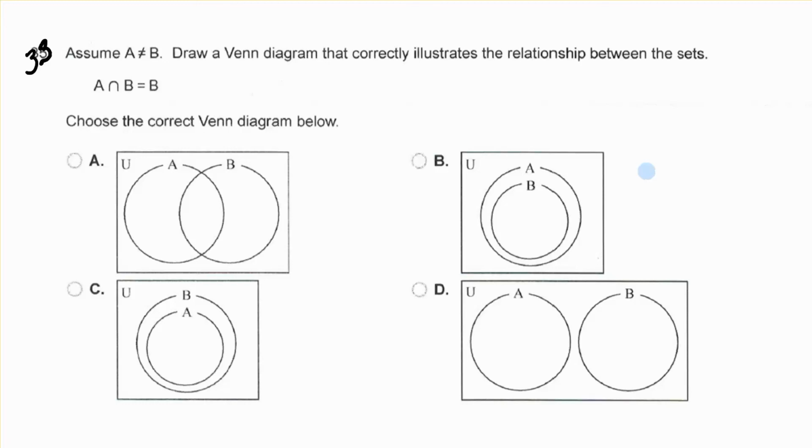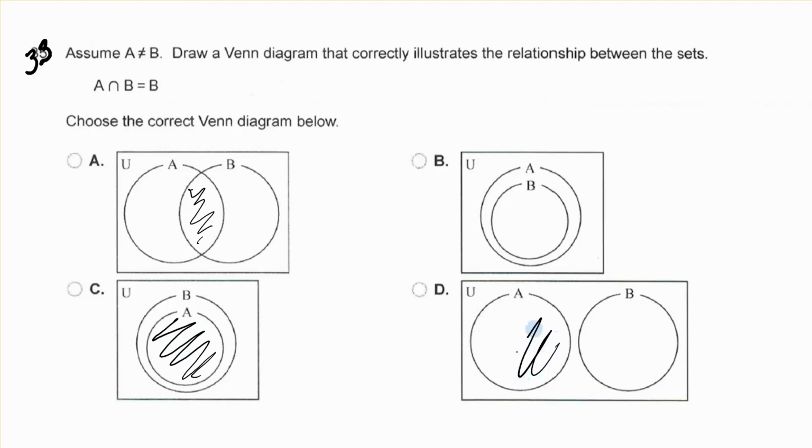All right, it says assume A is not equal to B. Draw a Venn diagram that correctly illustrates the relationship between the sets if A intersect B is B. That means that what they have in common is all of B. Now, in this one, what they have in common is this, and that is not B. This one shows what they have in common is what's in A. There are things in B that are not in the intersection, so it can't be that one.